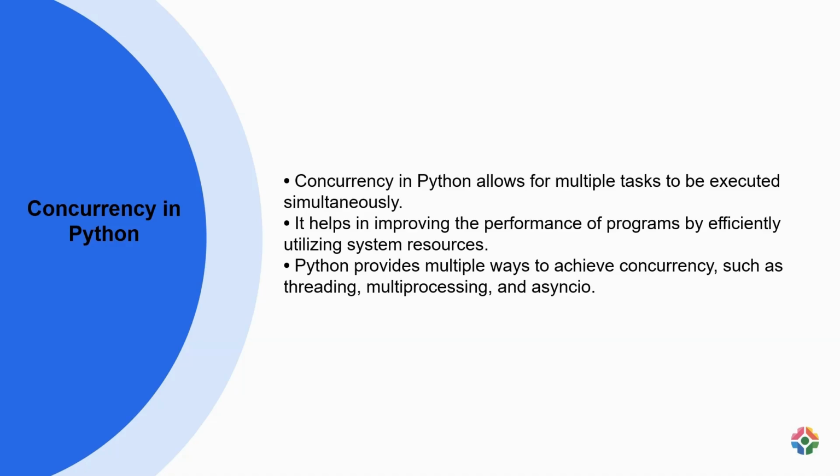For instance, using threading can be beneficial for tasks involving I/O operations, while multiprocessing is ideal for CPU-bound tasks. Asyncio is favored for asynchronous I/O-bound operations like web scraping or API calls. Ultimately, selecting the appropriate concurrency method in Python depends on the nature of the tasks and the desired efficiency.